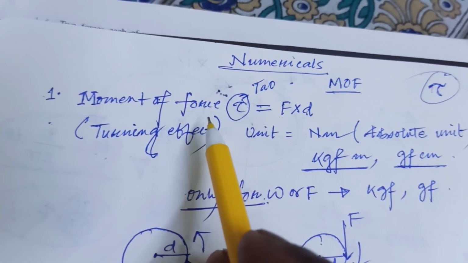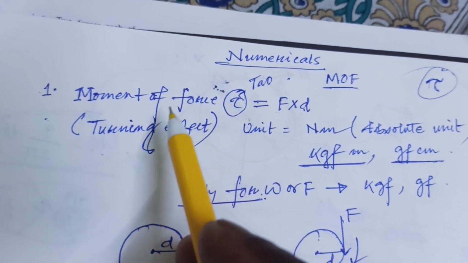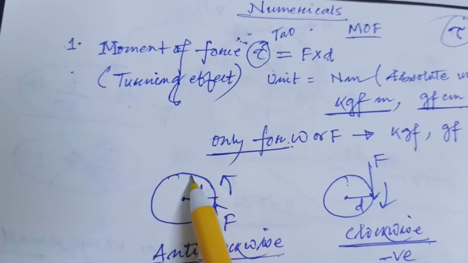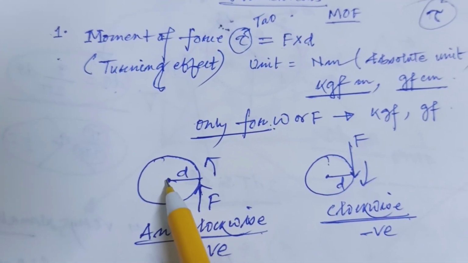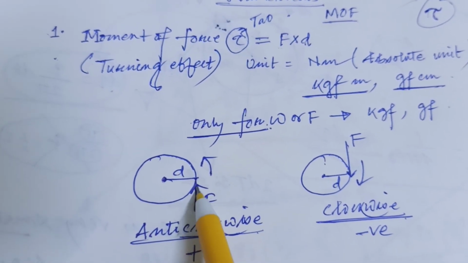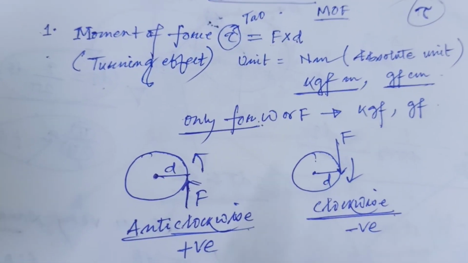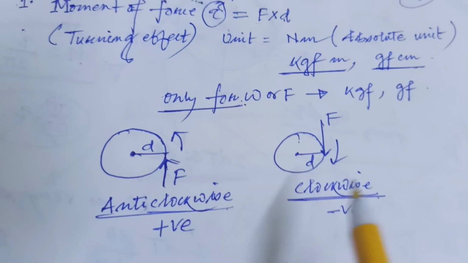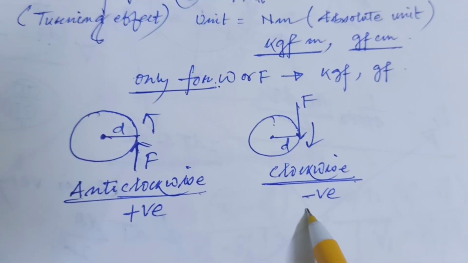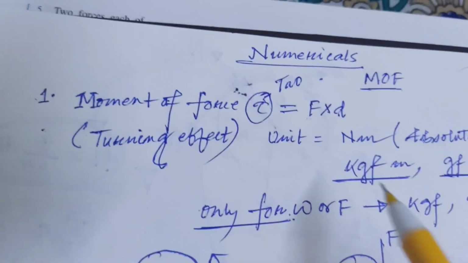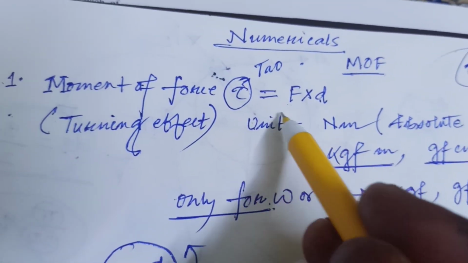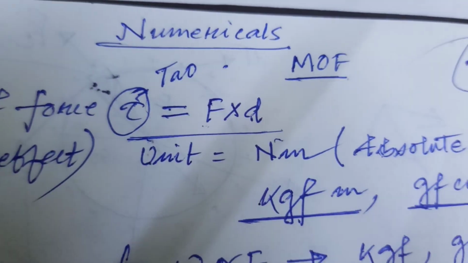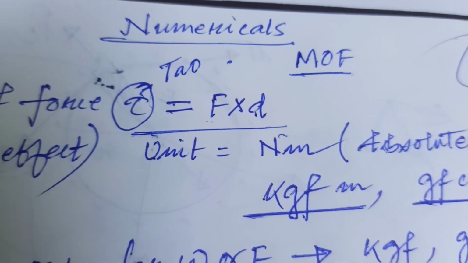That is, when a body is not free to move and we apply a force, then it turns in a specific direction. Suppose this is the pivoted point, and if we apply the force here, then it turns in the anti-clockwise direction, and then we take it as positive. But when it is in the clockwise direction, then we take it as negative. So that particular formula is used here: tau equal to F into D.